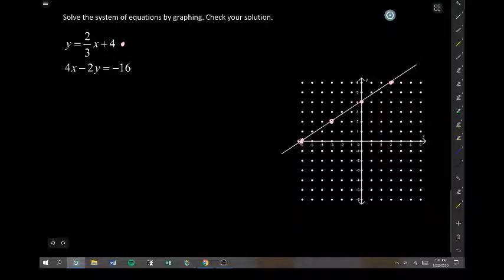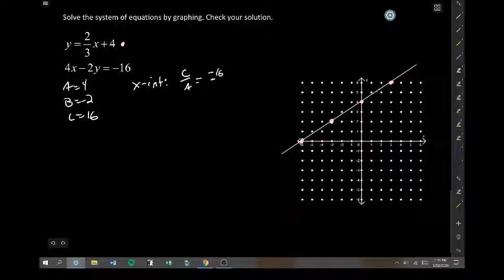Okay, the next one is in standard form, ax plus by equals c. Right now my a value is 4, my b value is -2, my c value is 16. I know the x-intercept is c divided by a, which is -16 divided by 4, which is -4. So my x-intercept is right here. I'm going to do it in light blue at -4, 0.